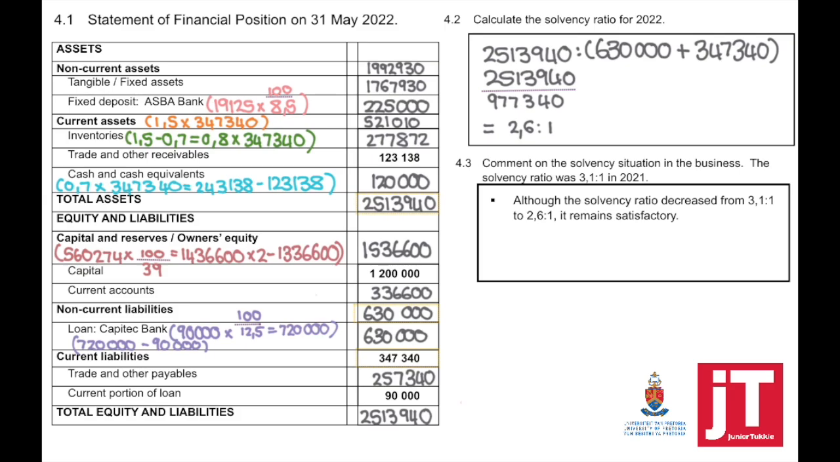And when we're commenting, we compare. Although the solvency ratio decreased from 3,1 to 1 in 2021 to 2,6 to 1 in 2022, it remains satisfactory. The business is solvent. The total assets exceed the total liabilities. For every 1 rand of debt, the business has 2,60 rand in assets. So this is how we will comment when we're looking at the solvency ratio. We compare last year with this year, we indicate the trend, we quote figures, and then we give an opinion.